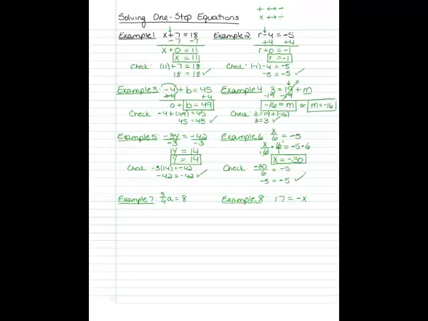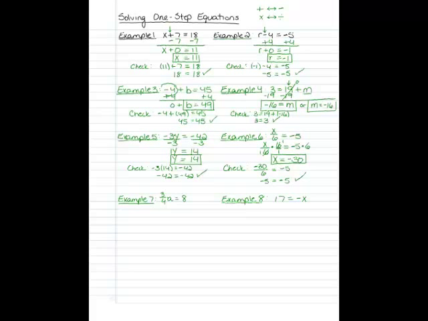In example 7, here we have 3/4 times a equals 8. So 3/4 times a, in order to undo multiplication, we would divide. Since we have a fraction here, whenever you divide by a fraction, remember you invert and multiply. So that is what we want to do. We want to cancel out the fraction so that we're left with the coefficient of 1.